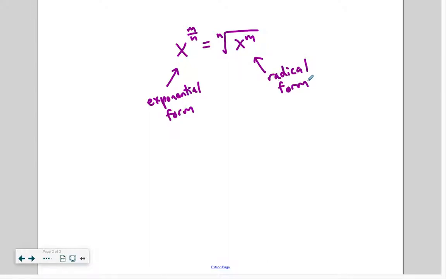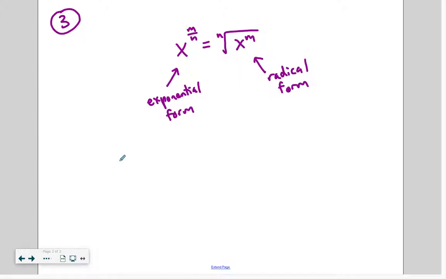So on number 3, these are for question 3. In question 2, we were starting here and going there to evaluate. In question 3, all I'm asking you to do is start here, and I want you to write it in this form. Let's see a couple of examples.